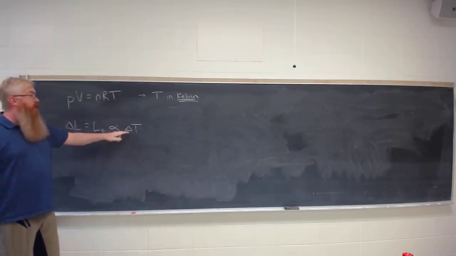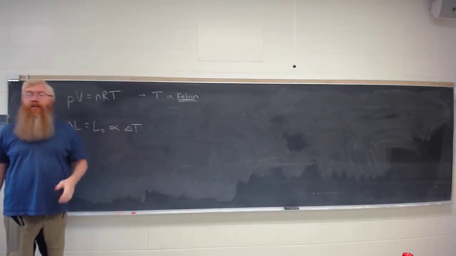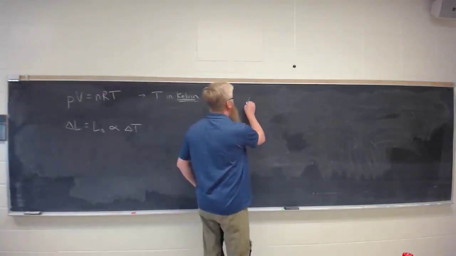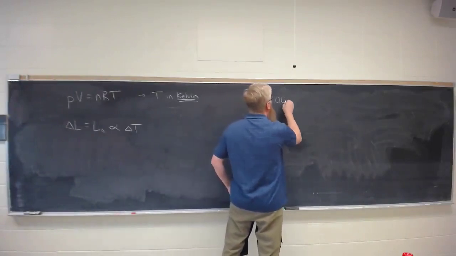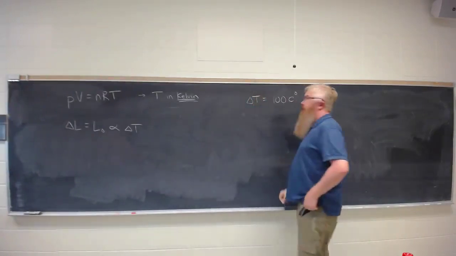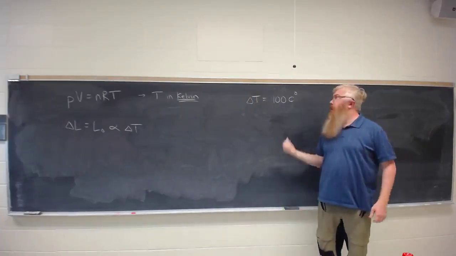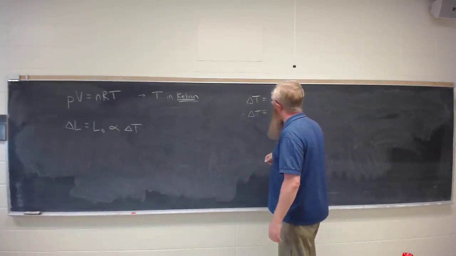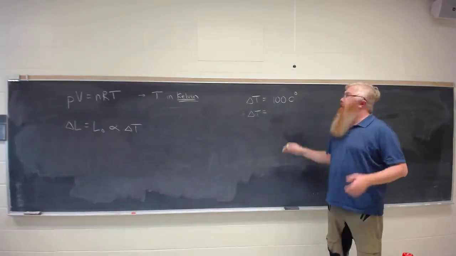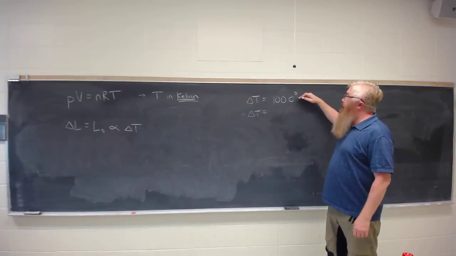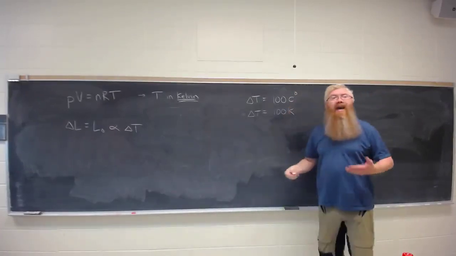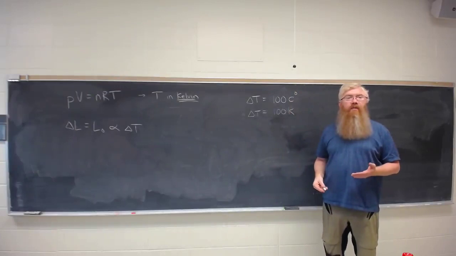The linear expansion equation, delta T, means change in temperature. That's trickier because if I give you a delta T, let's say equal to 100 Celsius degrees, and I ask you to convert that to what's delta T in Kelvin? Now, hopefully most of you noticed that it's a change in temperature, so 100 Celsius degrees is the same as a change in 100 Kelvin. You don't add 273.15 to it.